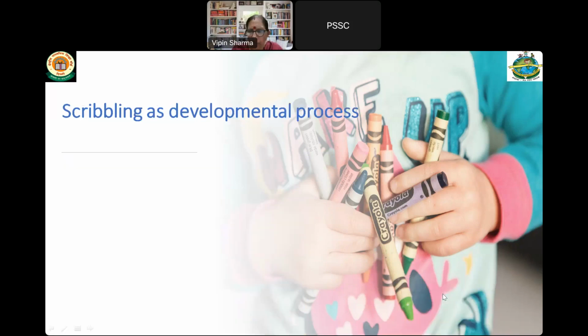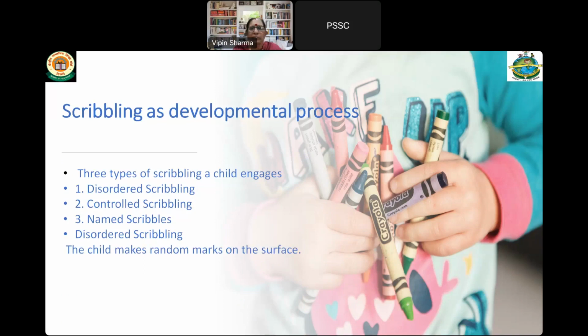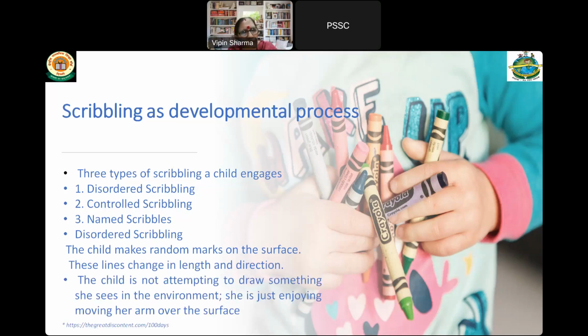Here I want to say scribbling. This I had missed out. Disordered scribbling, controlled scribbling, and naming. A nursery child has disordered scribbling. A class 3-4 child has controlled scribbling. The child makes random marks. He's not attempting to draw something. He's just enjoying. This is important. He enjoys.